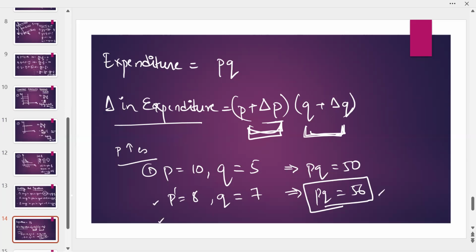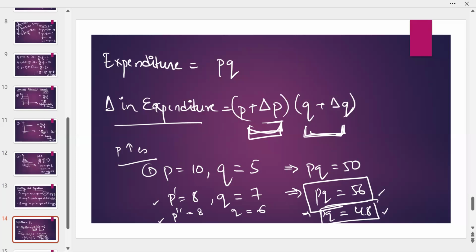However, if I take another example, let's say P double dash is 8, but Q is, let's say, 6. In that case PQ is, okay, in this case it is 48. So basically in this case, expenditure has even reduced.